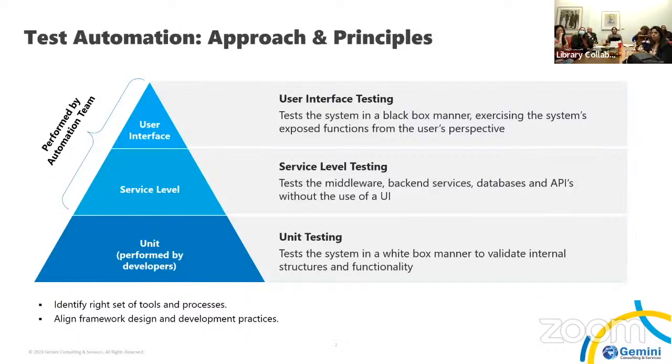The second level is service level testing, where we have the actual QA experts who perform the testing in the middleware or the backend services. You have the databases and so on. And the third one is user interface testing, where we work closely with the business users to exercise the system's functionality from the user's perspective. So when we look at the look and feel of a browser, we see if the fonts, the links, the tabs all work perfectly from the user interface testing.